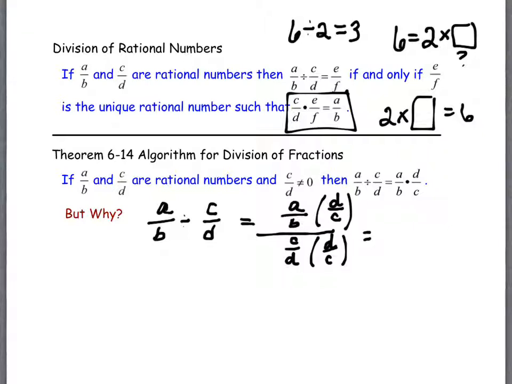In essence, what I end up with is the A over B on top times the D over C. What's on the overall bottom of this fraction now? 1. So I end up with A over B times D over C. And it's using this idea of it being a multiplicative inverse in order for me to be able to do this flip and multiply business. Okay? So that's where that's coming from.